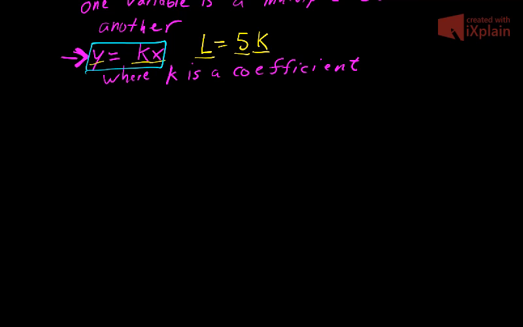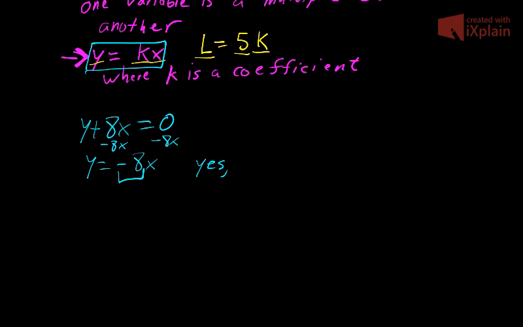So looking at some example problems, the idea is to see if we can write it just like our formula here. So an example would be y plus 8x equals 0. If we look at this, we end up getting that y equals negative 8x because we can subtract 8x from both sides. And y equals negative 8x, negative 8 would be our coefficient, and this would be, yes, direct variation.